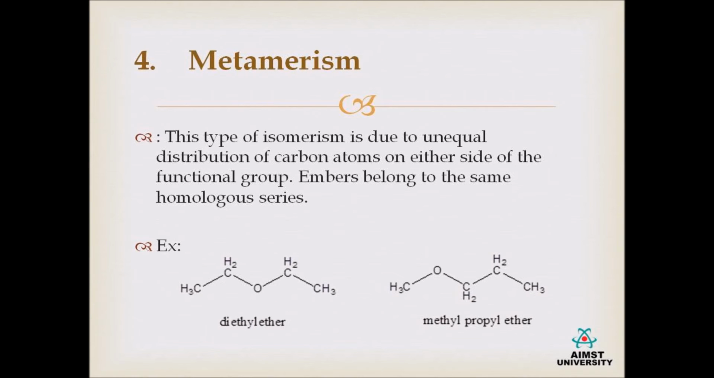The fourth one is metamerism. This is a type of isomerism which is formed due to unequal distribution of carbon atoms on either side of the functional groups. Members belong to the same homologous series. Example, ethers, diethyl ether and methyl propyl ether. In the first ether, oxygen is occupied by ethyl groups on either side. But in the second structure, which is on the right hand side, oxygen is occupied by a methyl group on the left hand side and the propyl group on the right hand side.